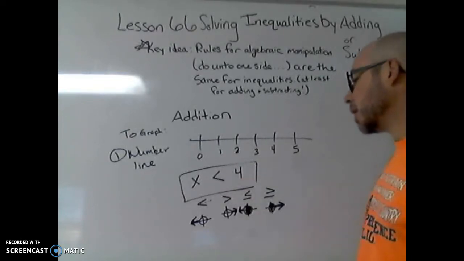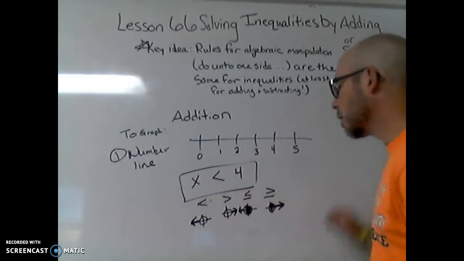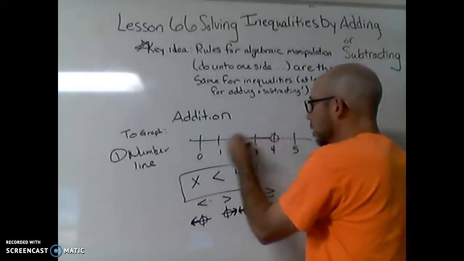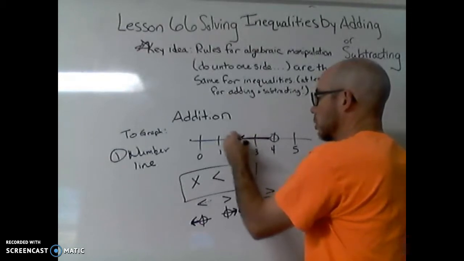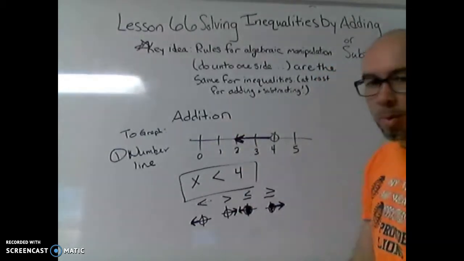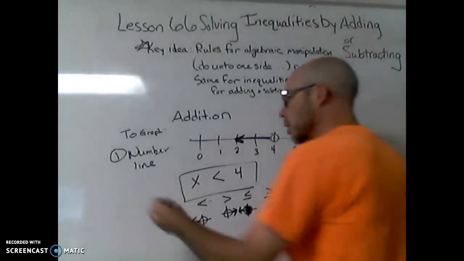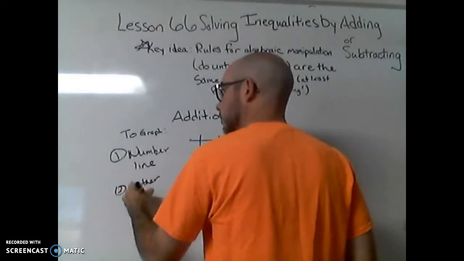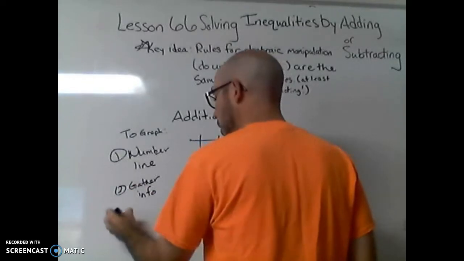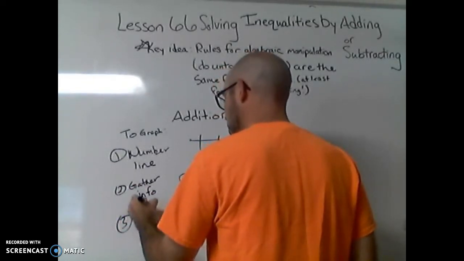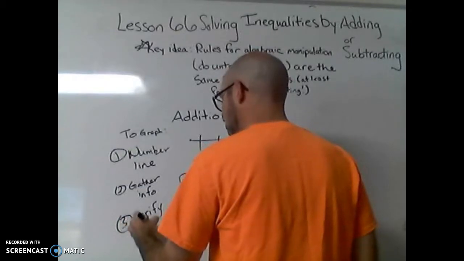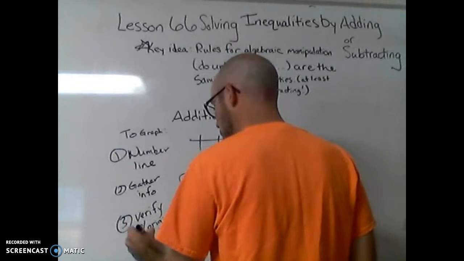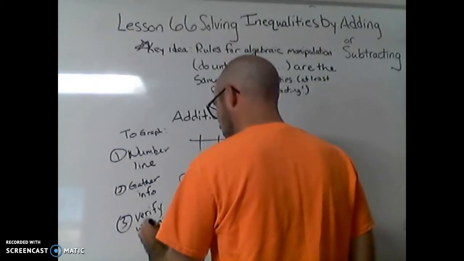So this one says that x is less than 4. So we put our circle at 4. We do not fill it in, and we draw our arrow that way. The answer set is somewhere over there. So number line, gather information, and then third thing will be verify with the original inequality.